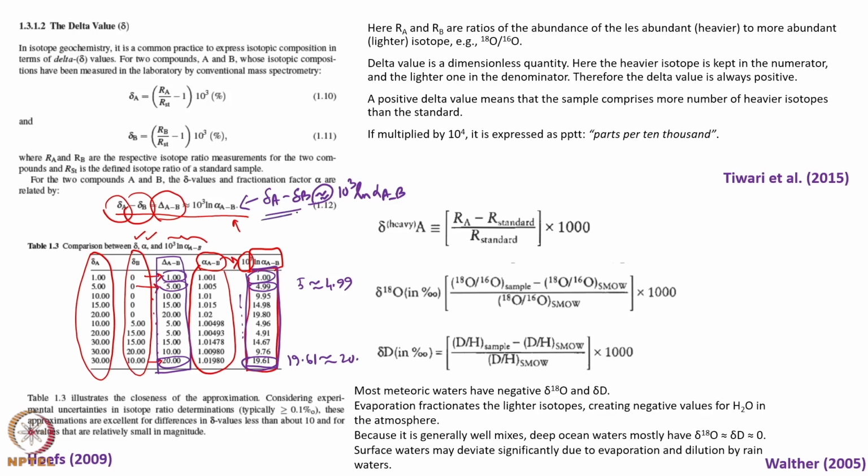As this difference increases, the delta A minus delta B value's difference from 10 cube ln alpha A dash B also increases. For example, when delta A minus delta B was small, such as 1.001, it is almost the same as 10 cube ln alpha, and when delta A minus B is equal to 20, a big number, then we do find some difference between delta A minus B and 10 cube ln alpha A dash B.